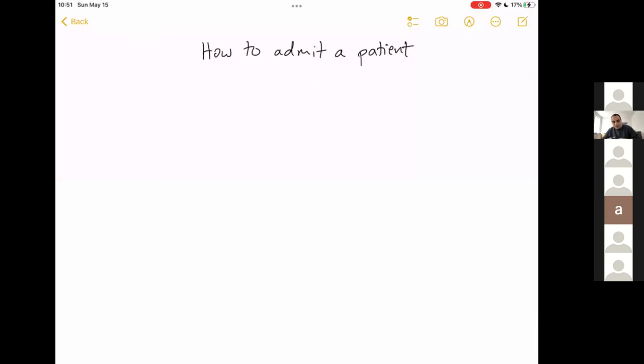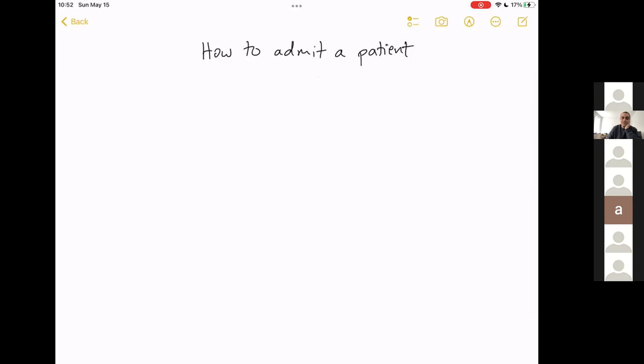So this first session is how to admit a patient. It's simple to say, but this is from my own personal experience. When I came here, they were like, okay, go admit this patient. I had no idea what to do. What does it even mean to admit a patient? So I'm going to go over step by step, from zero, what you need to do and how you finish everything when you're admitting a patient.